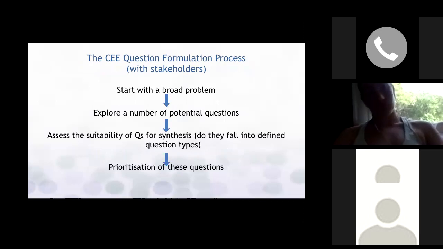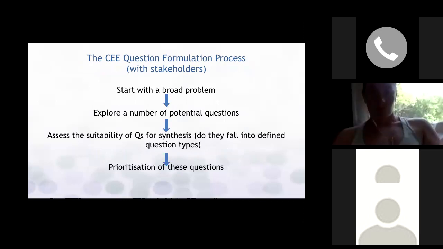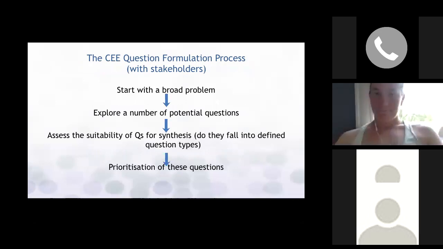Okay, so when you're working with stakeholders, this formulation process is going to be iterative. So you're starting with this broad problem. For example, we want to do something about, you know, I'm blanking on a really large problem, climate change. It's a very broad problem, right?